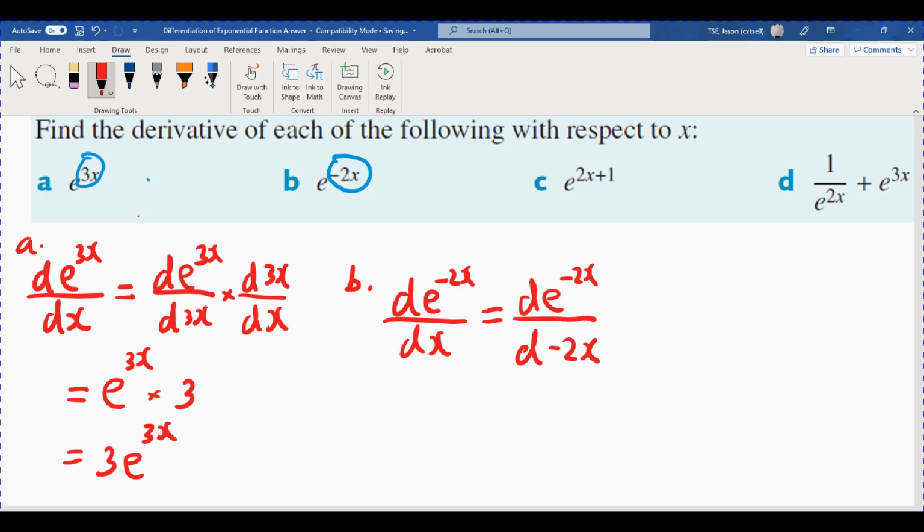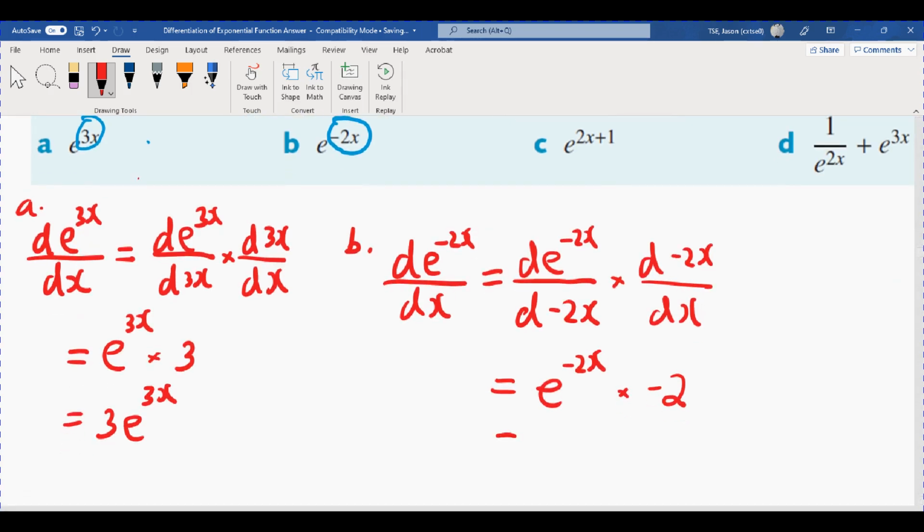So you have to create that minus 2x right here. You create that minus 2x right here, and dx. Okay, so the first part is just itself, and the second part is minus 2.